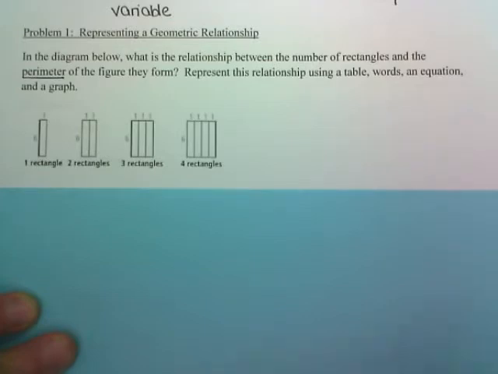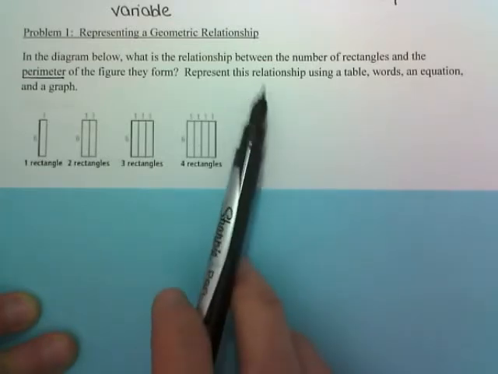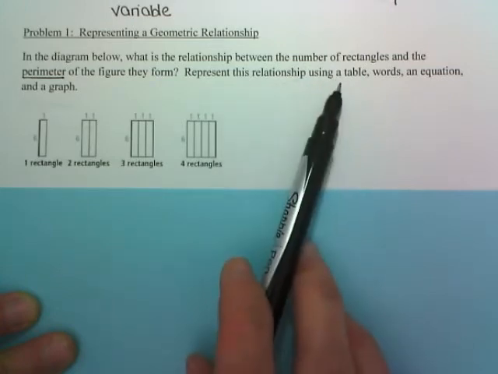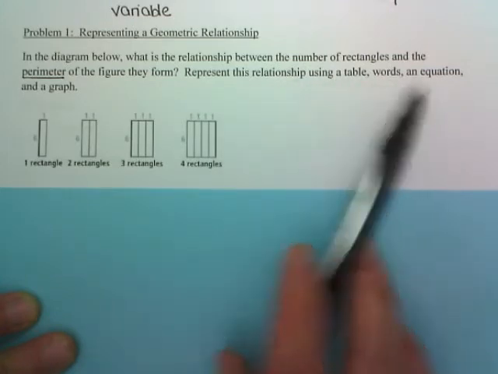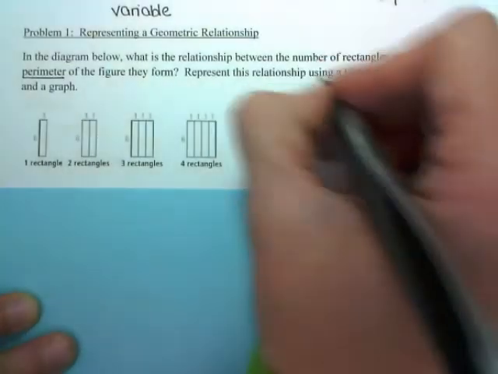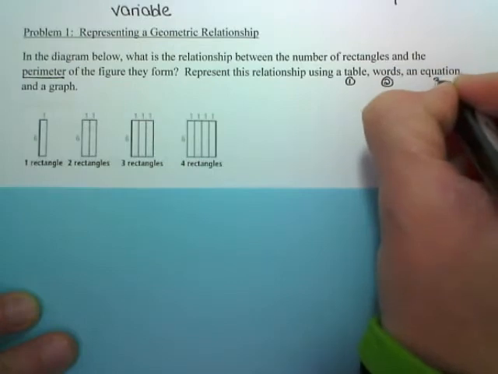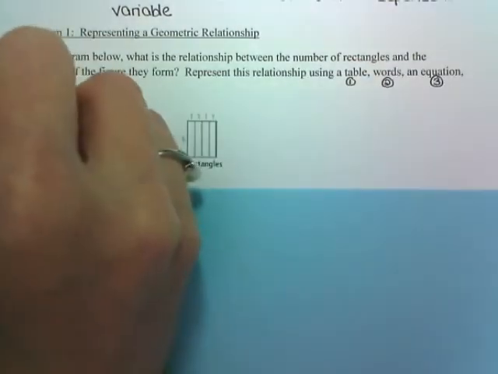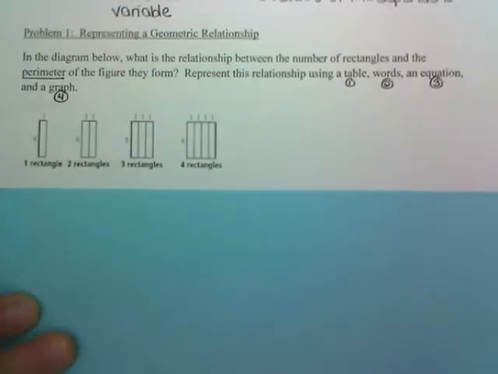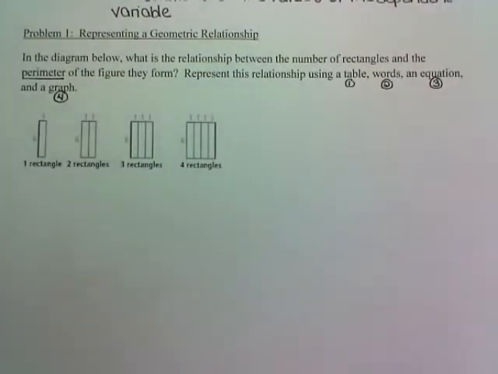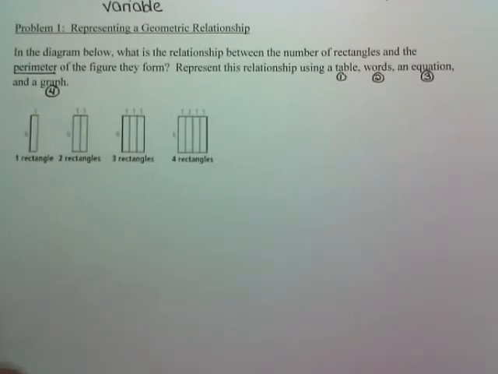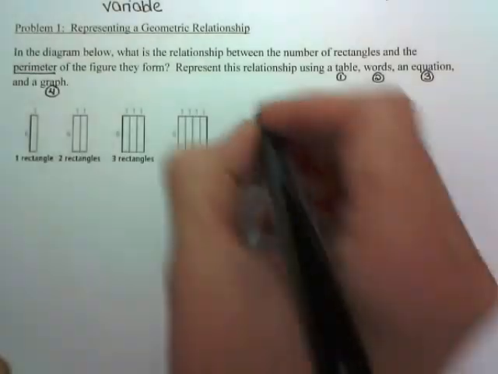So we want to discover or look at the relationship between those two, and then we want to represent that relationship using a table, words, an equation, and a graph. So this does take some time. We've got to have a table, we've got to write it in our own words, we've got to create ourselves an equation, and we're going to have to graph it. So 4 things that we've got to do here in this one problem. So let's start out by creating our table, which is the easiest place to start and will help us with the rest of our problem.